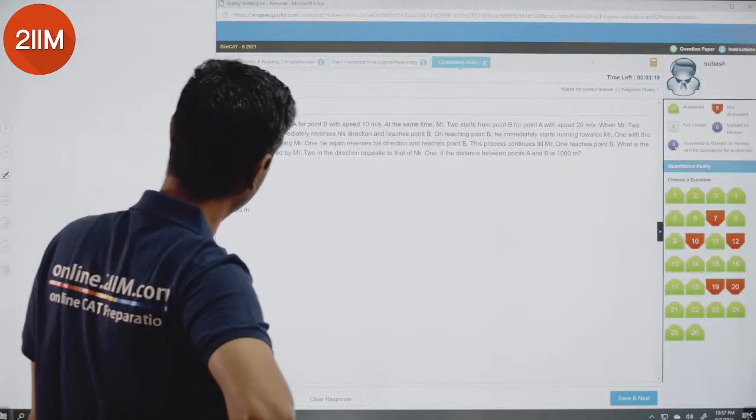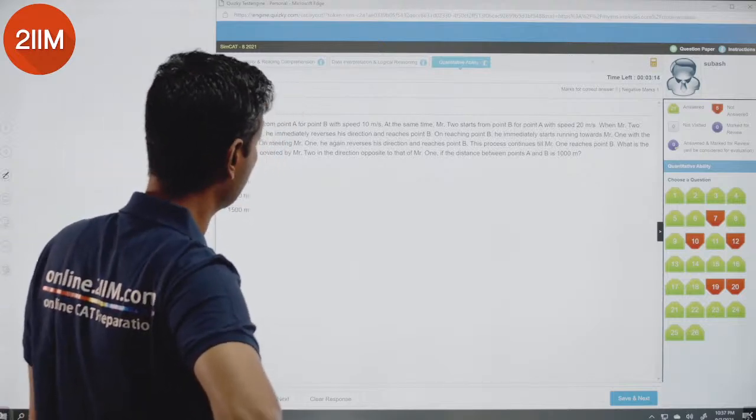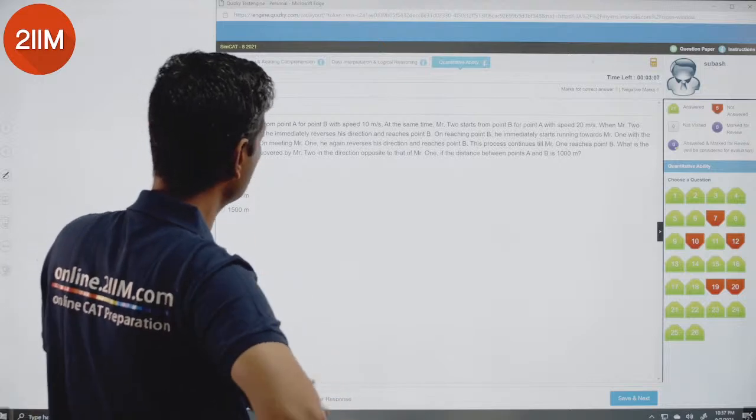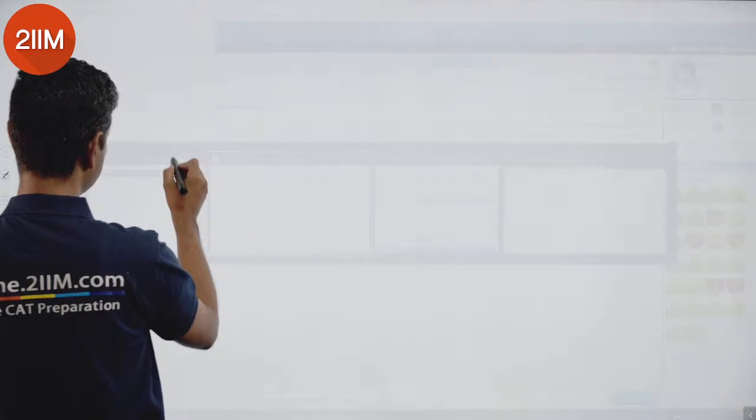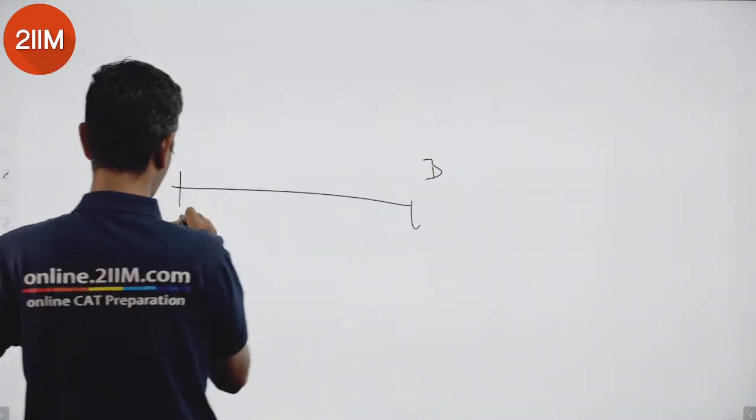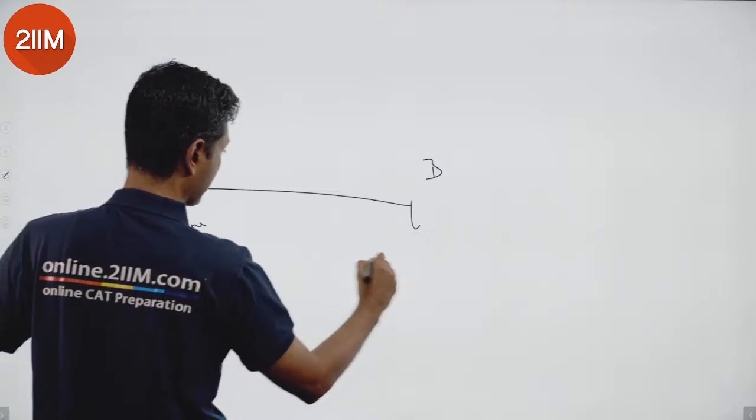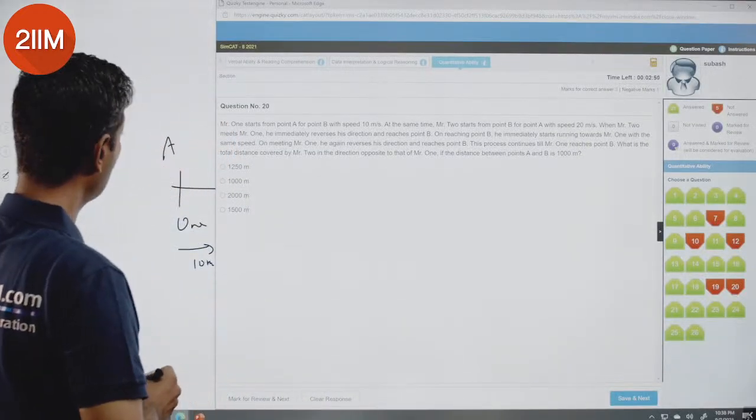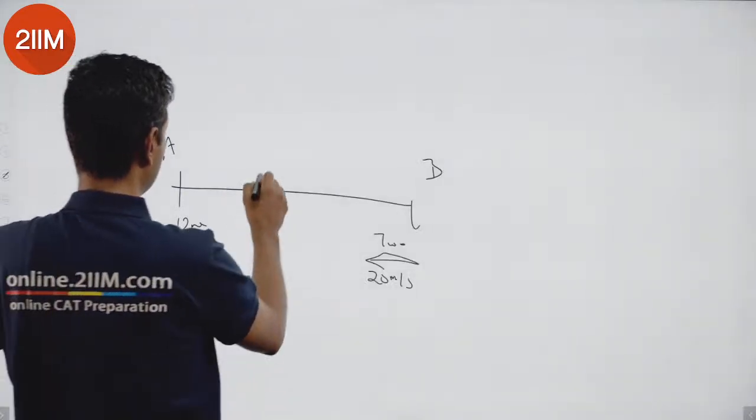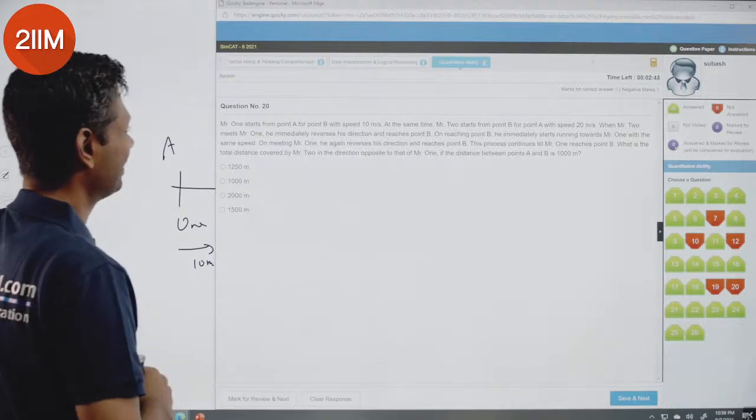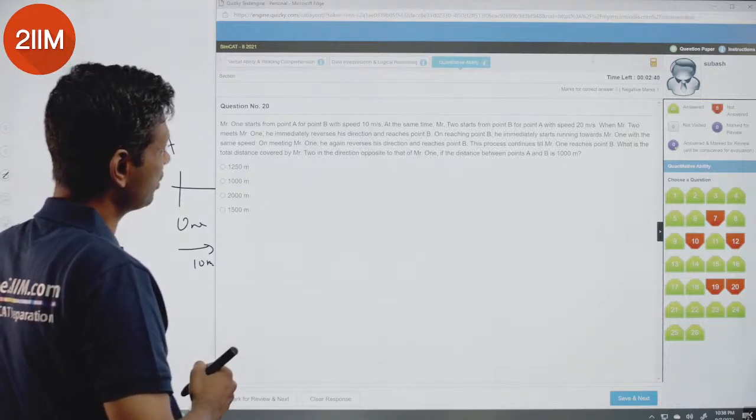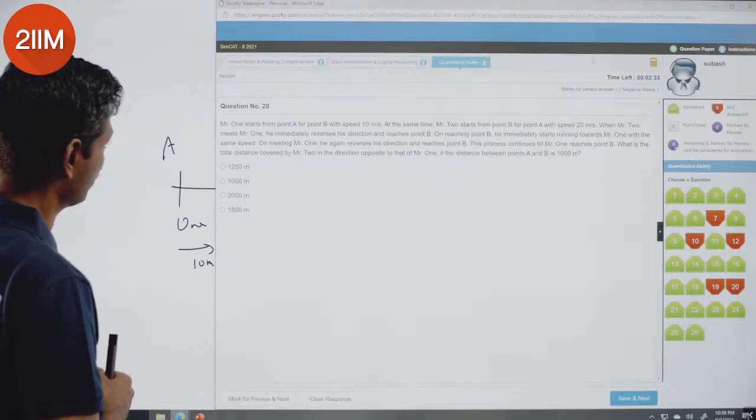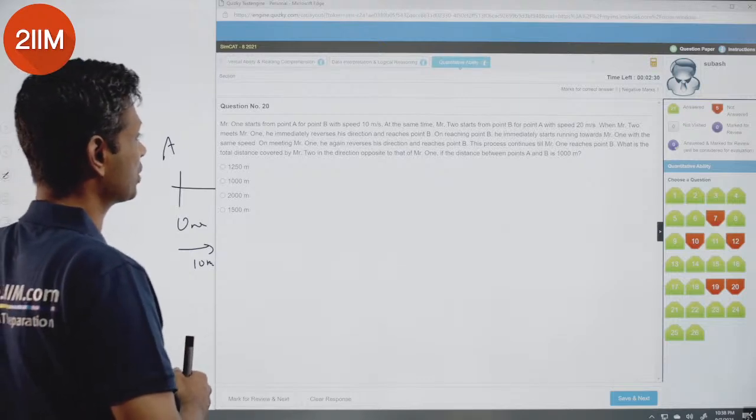Mr. 1 starts from point A for point B with a speed of 10 meters per second. Mr. 2 starts from point B for point A at 20 meters per second. When 2 meets 1, he immediately reverses direction, reaches point B. 1 goes from A to B at 10 meters per second. So x and 2x at this point, he goes back. On reaching point B, he immediately starts running towards Mr. 1 with the same speed. On meeting Mr. 1, he again reverses direction and reaches point B. Process continues till Mr. 1 reaches point B.